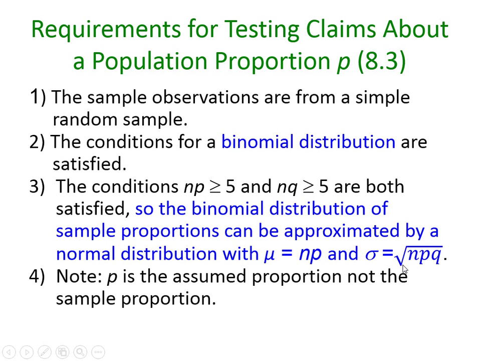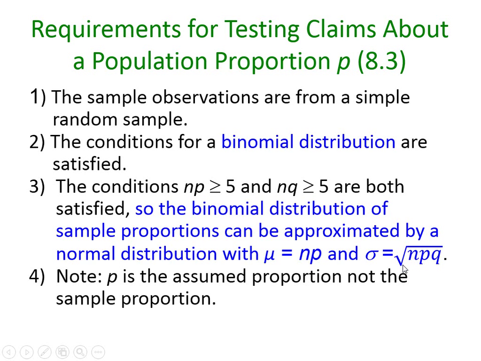When we did that back in Chapter 5, we were able to find our mean being n times p and our standard deviation being the square root of npq. Now note, and this is the key piece in here, p is the assumed proportion, not our sample proportion. So when we are doing our trial, we will assume, from whatever the claim is, we'll make our null hypothesis that p equals some value. We will assume that to be true, and we will do the whole entire test assuming that we know p, which is the population proportion.